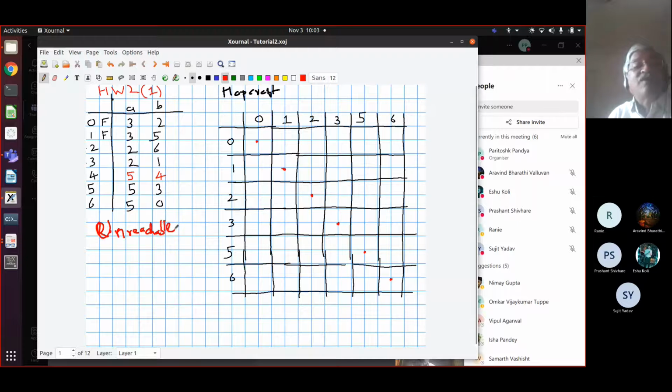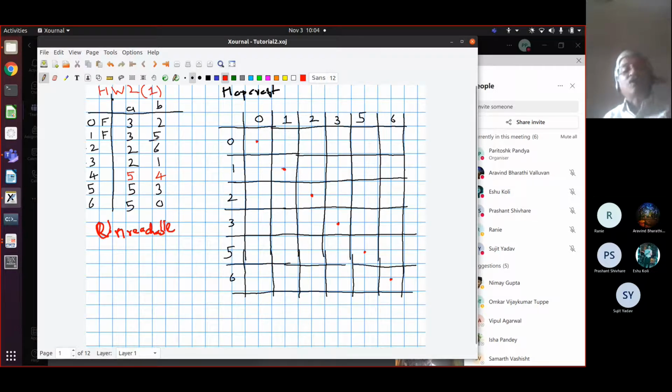So what are unreachable states? From 0 you can reach 3 and 2 on some letter, so 3 and 2 are reachable. From 3 and 2 you can reach 2, 6 and 1. So 1, 2, 3 and 6 are reachable now. From 6 you can reach 5 and 0, so 5 is also reachable. And that finishes my set of reachable states.